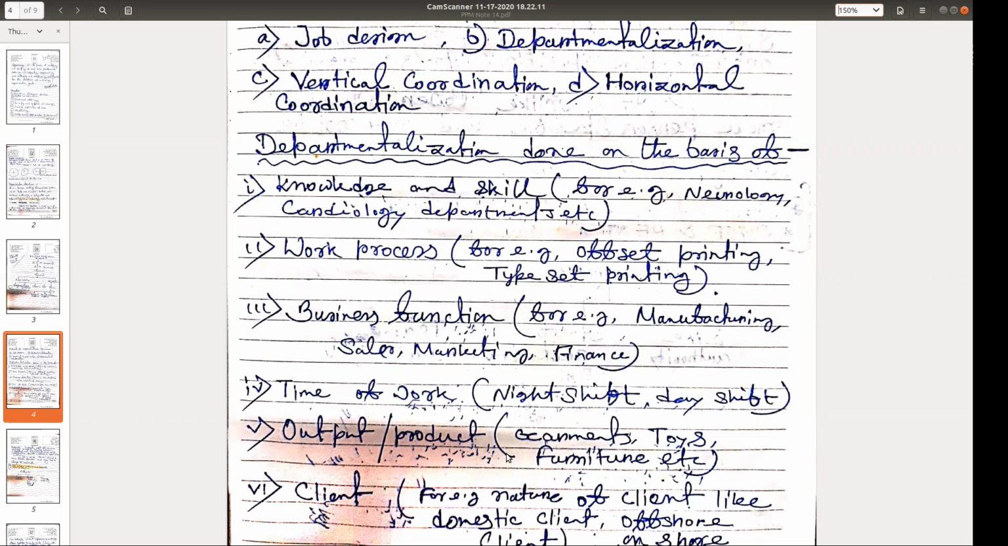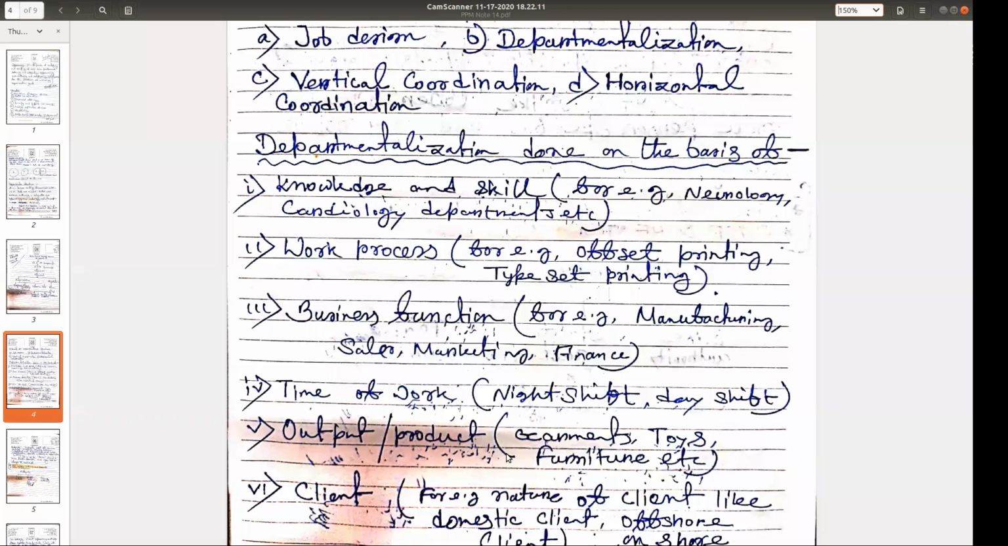Next is time of work. We know that there are different shifts in different organizations, like night shift, day shift. On the basis of different timing, different departments have been created. Those are night shift people, those are day shift people. Next, departmentalization can be done on the basis of output or product also. Maybe some section produces garments, some section produces toys, some section produces furniture. So based on the output or product, different departments can be there.